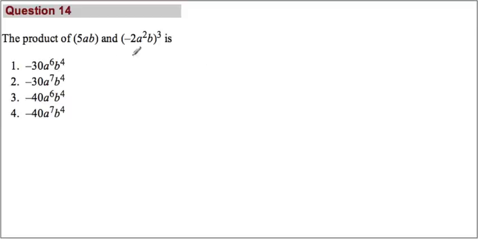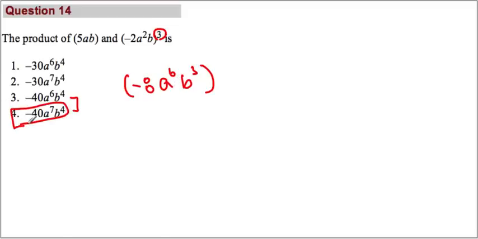Now product means to multiply, so let's try to do that. 5 times negative 2 becomes negative 10. But in fact we shouldn't forget about the 3rd power. So if I had to rewrite it, that becomes negative 8, a to the 6th power, and then b to the 3rd power. So 5 times negative 8 becomes negative 40. So we're looking at one of these two. But here we have a, and then here we have a to the 6th power. So total becomes a to the 7th power, which will be choice 4.